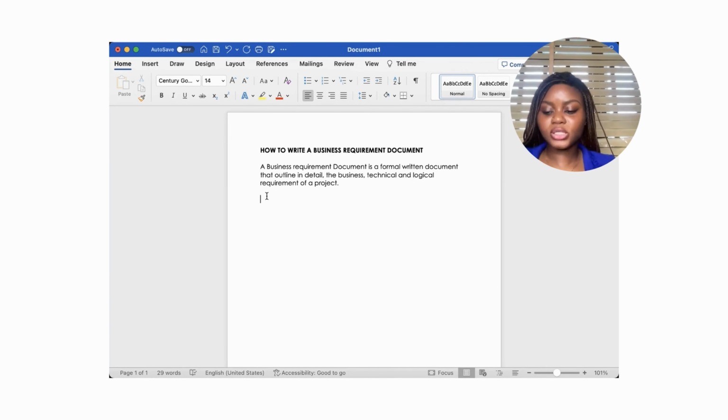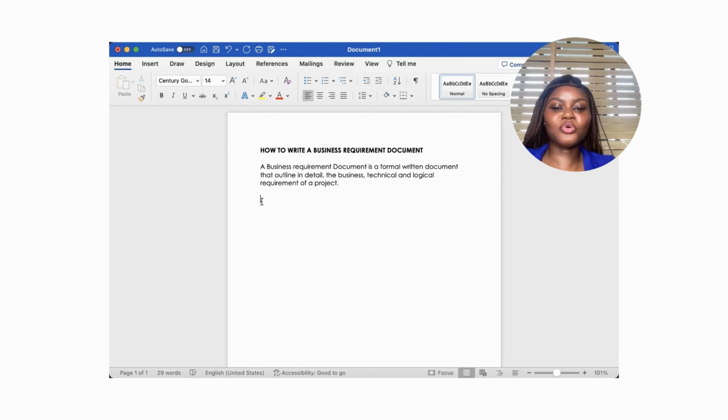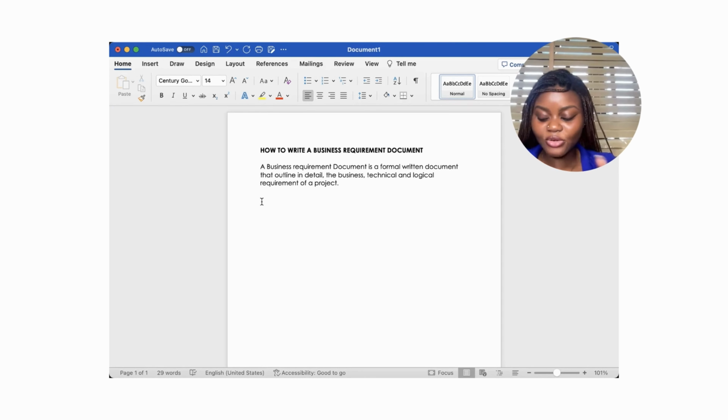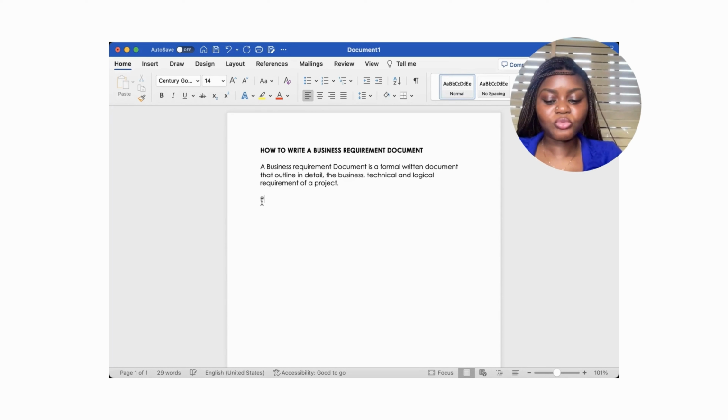So, what are the components of a requirement document? Going from the definition that a business requirement documentation is a formal written document that outlines in detail the business, technical, and logical requirements of a project, let's focus on the business part. What should be the number one thing in a requirement documentation? Let's go with project scope.